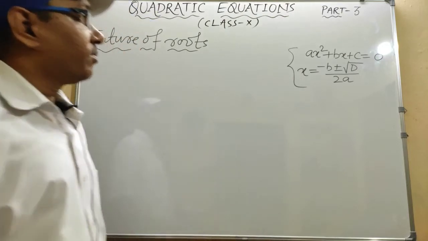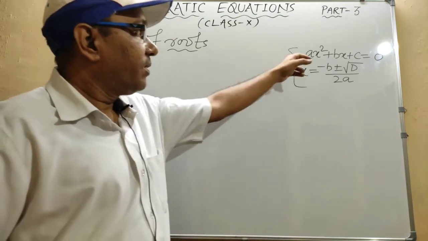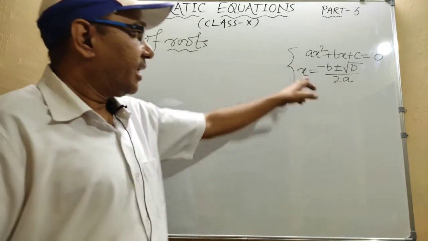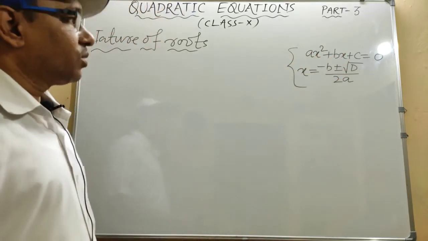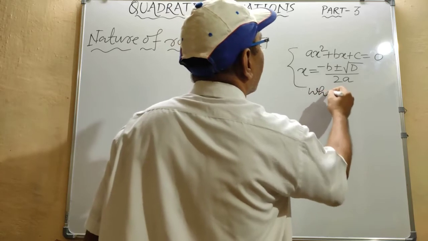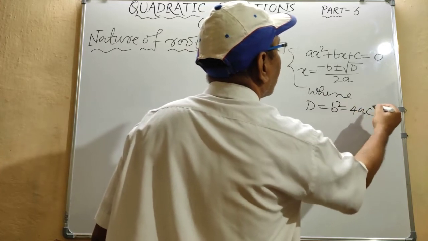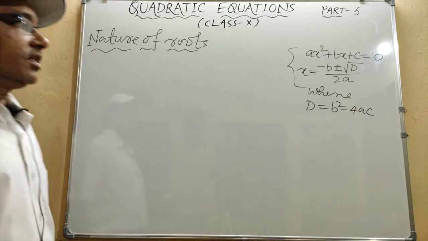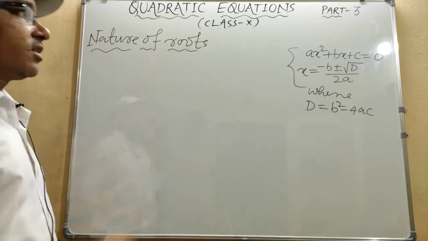In the previous part, in part 2, we solved some quadratic equations by using this formula. If ax square plus bx plus c equal to 0 is your quadratic equation, then x, the root of this equation, is given by minus b plus minus root d by 2a, where your d is b square minus 4ac. This is your d. So x is minus b plus minus root d by 2a. These are the two roots of the quadratic equation, and we have seen the application of this formula also in the previous part.